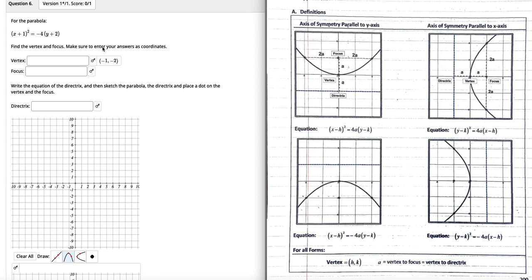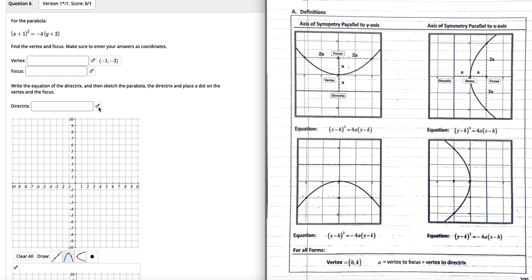Remember, we have four choices. It could be x squared or y squared on this side, and it could be positive or negative on this side. So this one is an x squared negative. These are x squareds, and so x squared negative opens down. And then as you wrote, a is 1. So we know our vertex is at -1, -2, which I have right there.